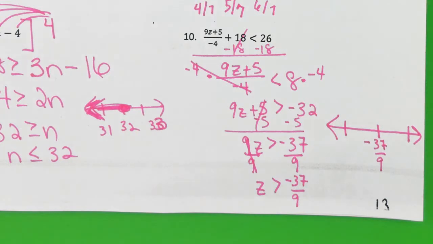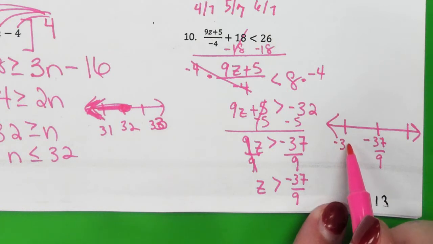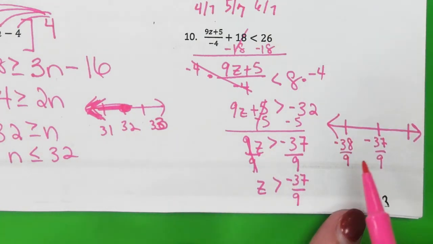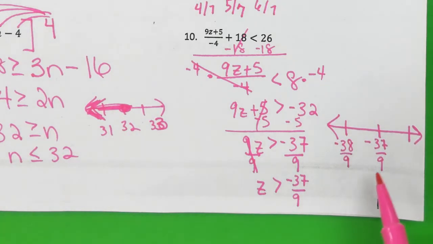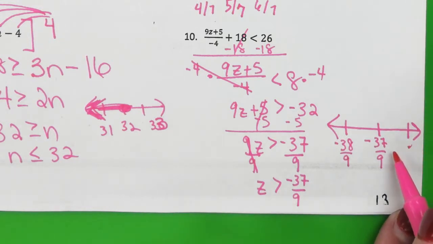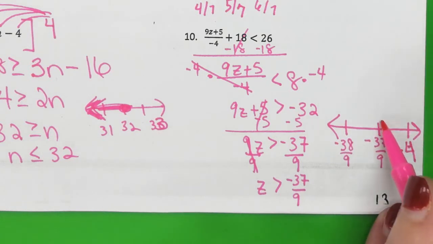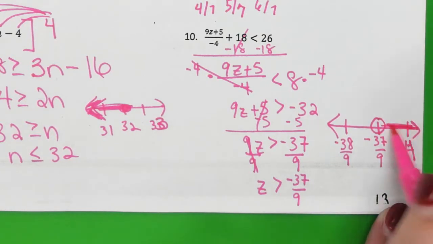Okay, pretend it's not a fraction. Pretend it's just negative 37. What would go on this side? 38. It's backwards with negatives. If it was just negative 37, what goes on this side? Negative 36 over 9, but that reduces to negative 4, right? Open circle goes this way.